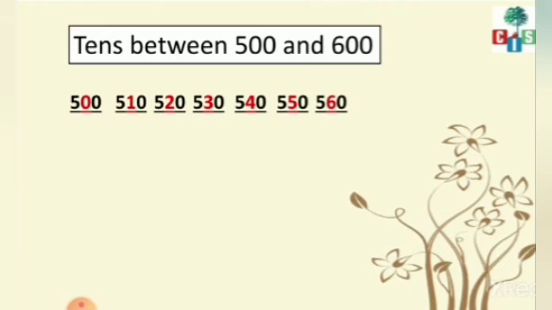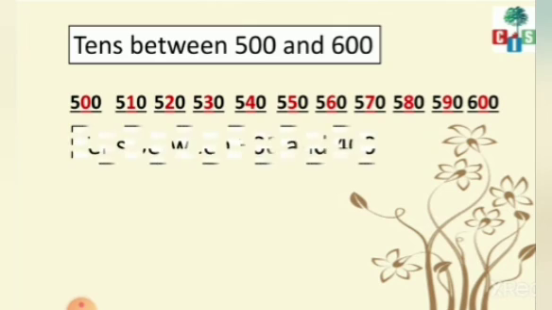560, 570, 580, 590. After 590, you will get the answer 600. At the place value of tens, I have written 0, and at the hundreds place, the number is 6 now. Right? Now let's move to the next one.